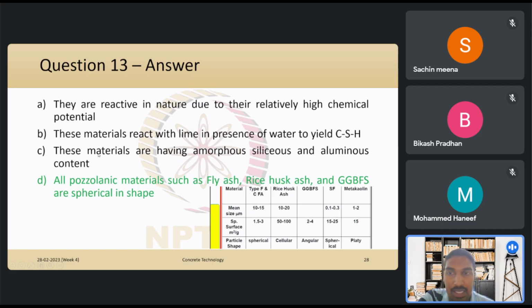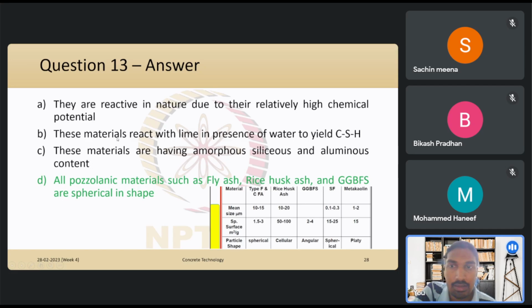The other three are correct, and the statements given are true for all the admixtures, right? One is they are reactive in nature because of their high chemical potential. That is true because these admixtures are produced by exposure to high heat and rapid cooling, right? Because of that, they have a lot of chemical potential that is stored, and that gives them their high reactivity.